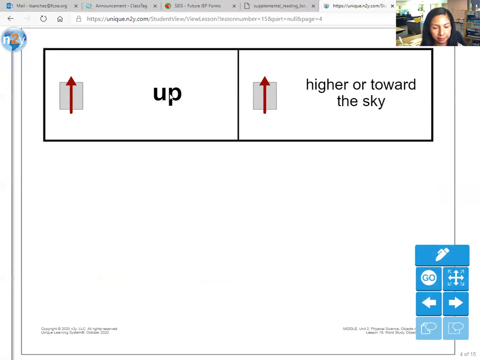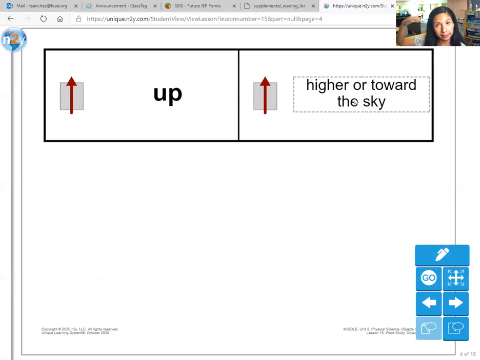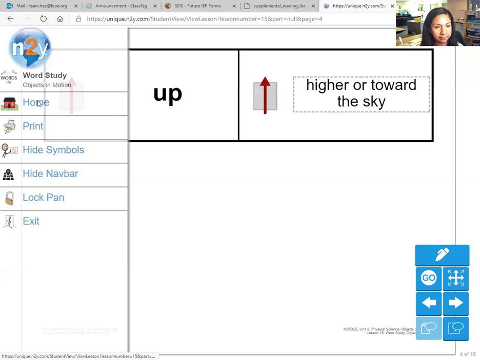And the last vocabulary word. Up. Higher or toward the sky. Okay, to move up is to go higher or toward the sky. Like going up in an airplane, you're going really high in the sky. Jumping up, you're going a little bit higher toward the sky. Okay, so those are our vocabulary words.